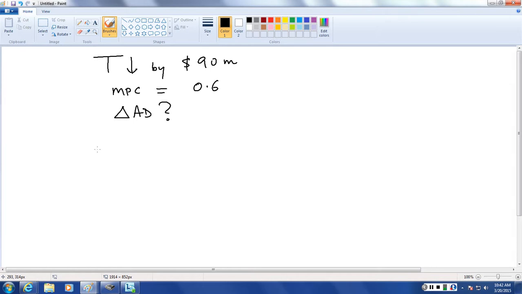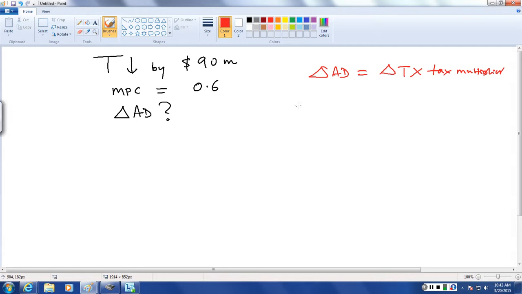Taxes are going down by 90 million. But remember, 90 million is simply 90 million single dollars. Correct? So what formula would be used here again? Change in AD equals change in taxes times what multiplier now? The tax multiplier. Because the tax multiplier gives you the effect of a single dollar change in taxes. But now we have a $90 million change. So that has to be treated as 90 million single dollars. Correct?